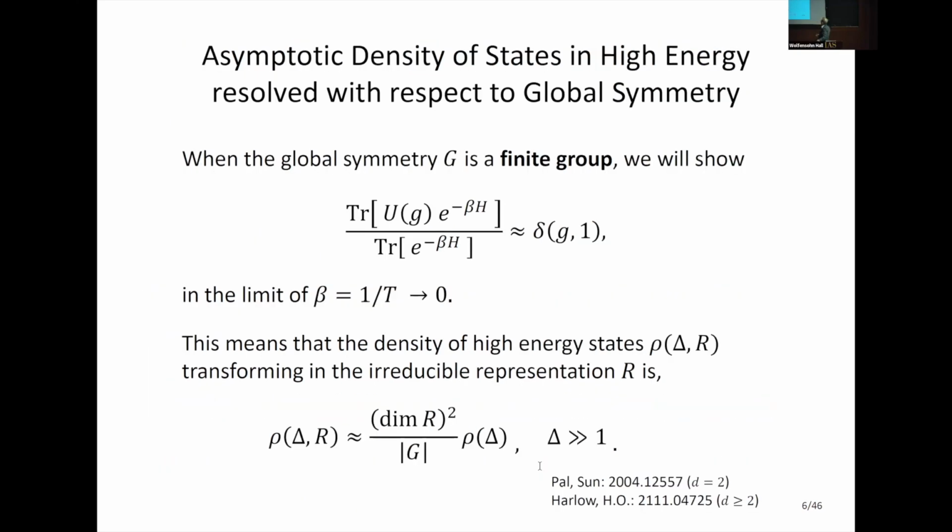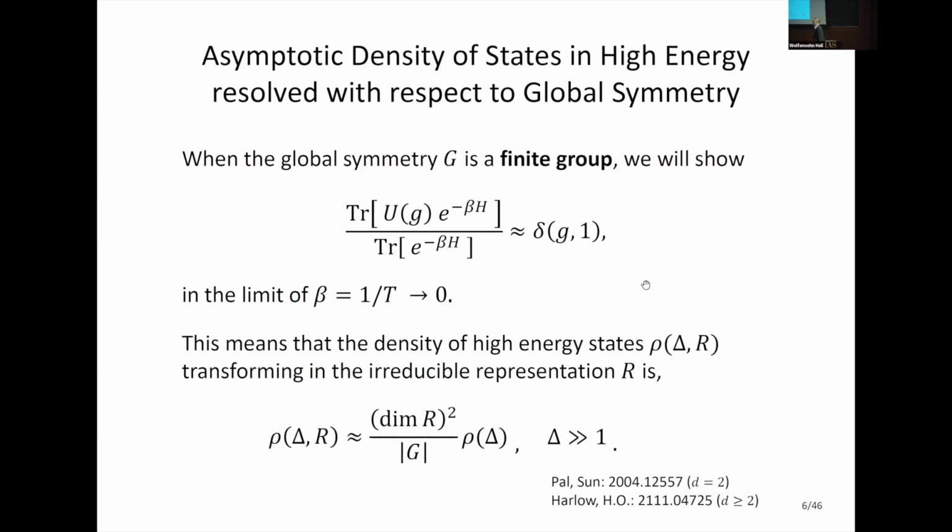Okay, so the first statement is the case when the global symmetry is a finite group. This is what I would like to explain. If you have a global symmetry group acting on the Hilbert space, by Noether's theorem, there is a unitary operator. So for any element of the finite group, there is a unitary operator that implements the symmetry. Then you can insert it in the trace.